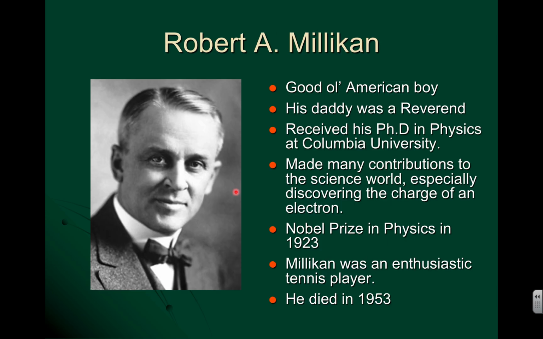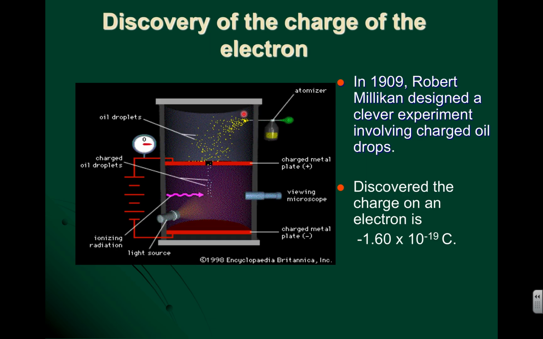Now we need to discover the charge. That would be Robert Millikan. That is his ideas. He discovered the charge of an electron. He also won the Nobel Prize and was an awesome tennis player, apparently. So he was actually American, which is awesome. Because America, right? So what he was able to do is he did the oil drop experiment.